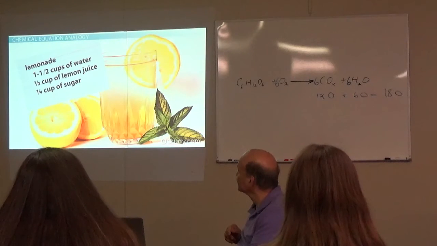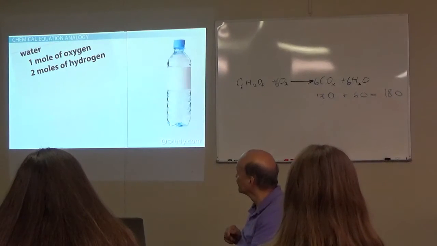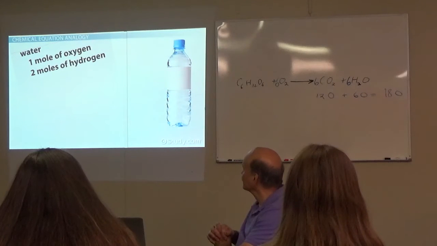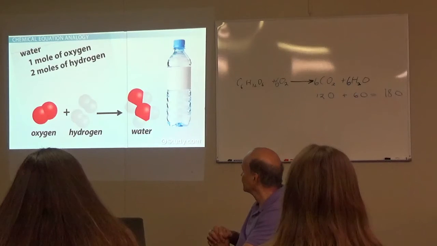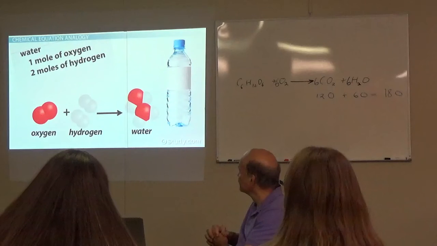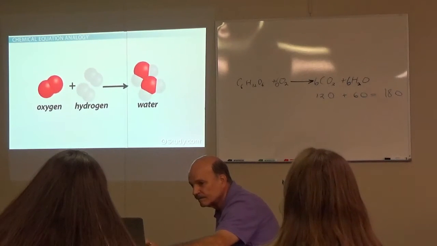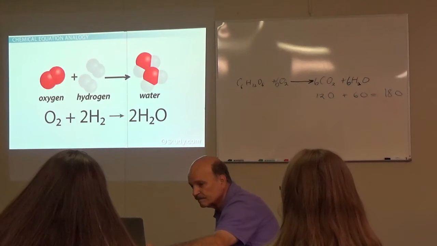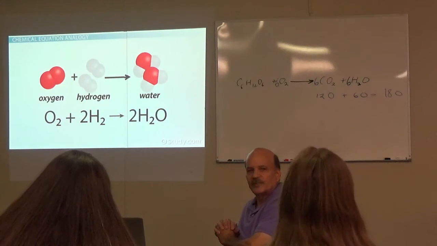To make a large glass of lemonade, use 1½ cups of water plus ½ cup of lemon juice plus ¼ cup of sugar. Here's a recipe for the formation of water from molecular hydrogen and molecular oxygen. 1 mole of oxygen plus 2 moles of hydrogen yields 2 moles of water. Note that just as a cup is a quantity in a recipe, a mole is a quantity in chemical reactions. To write the equation using the chemical symbols and components of a chemical equation, we would write O2 plus 2H2 yields 2H2O.